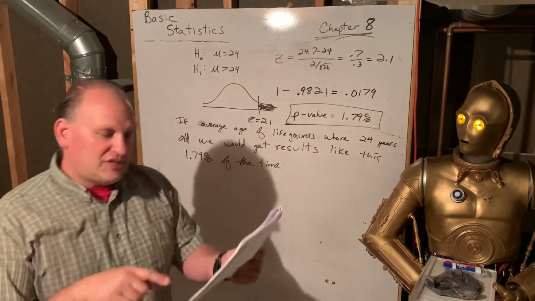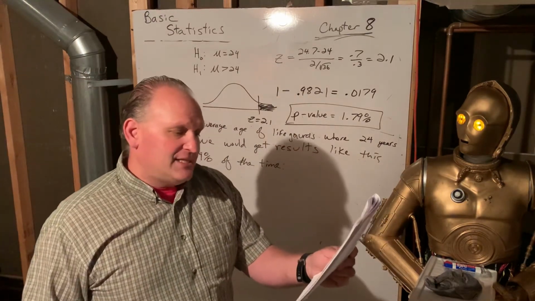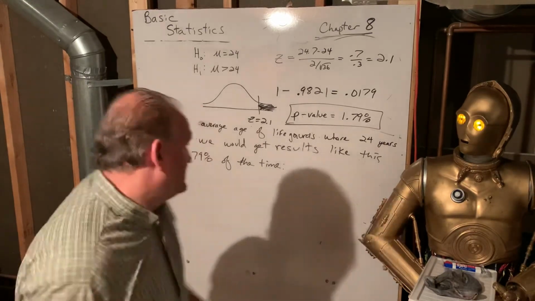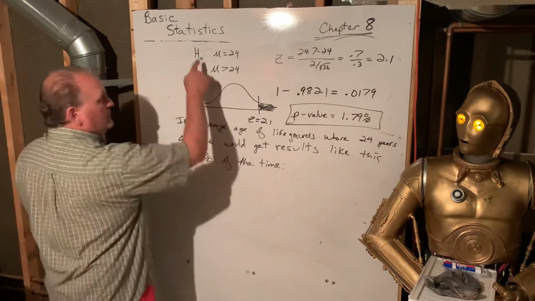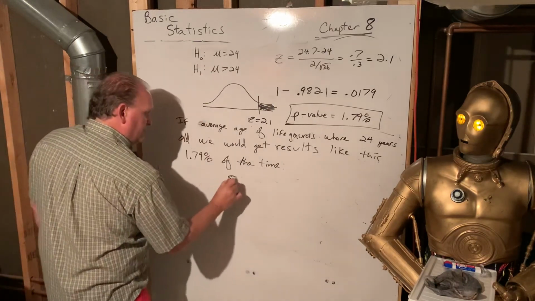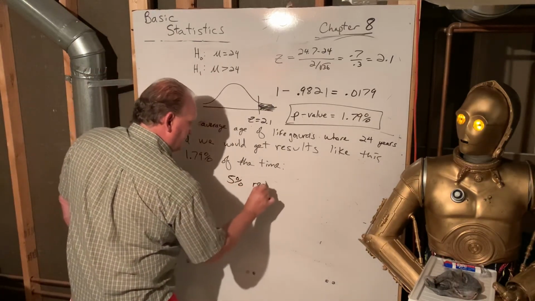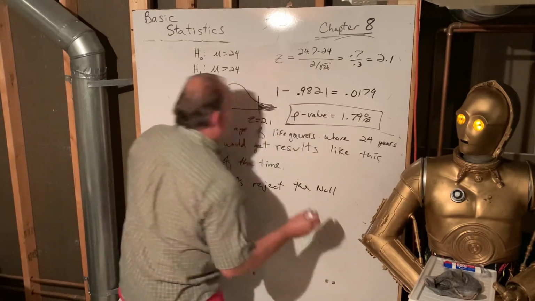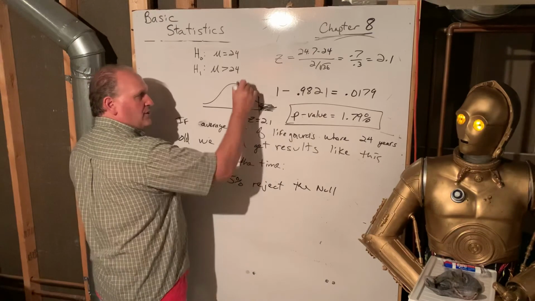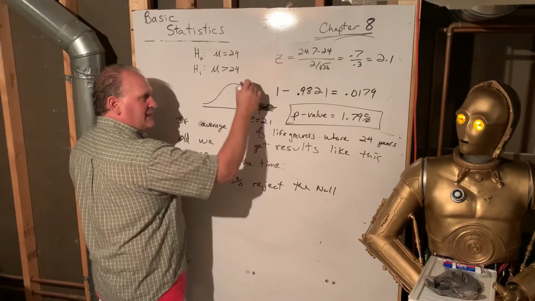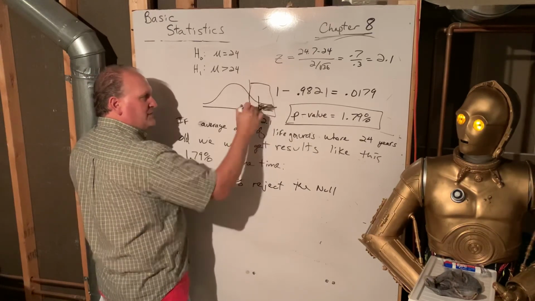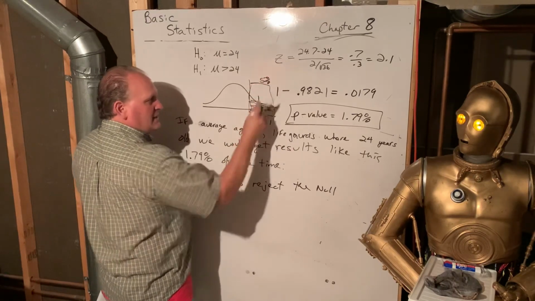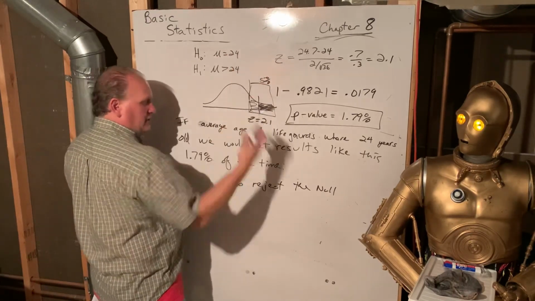So then when you skip down to the bottom of page 8, it says, can we support this claim at the 5% significance level? At 5%, we would reject the null. Because think about it, at 5%, we would throw in a line right there. That would be 5% as the shaded area, and 2.1 would be within that shaded area. So we would reject the null and conclude the alternative.